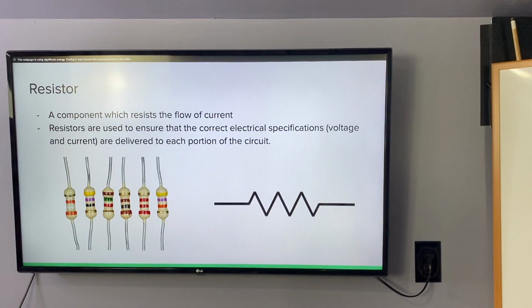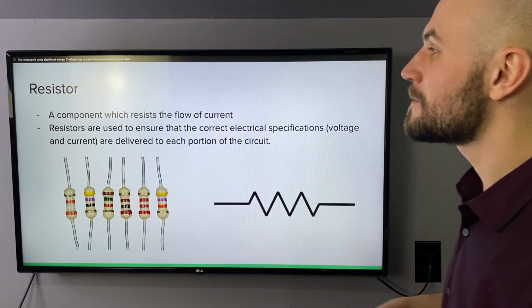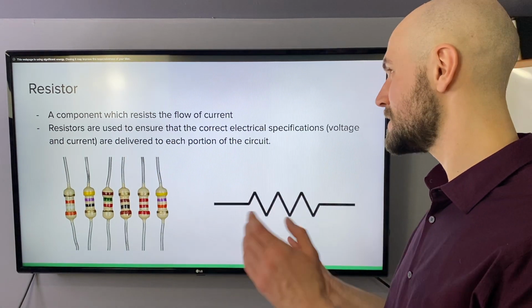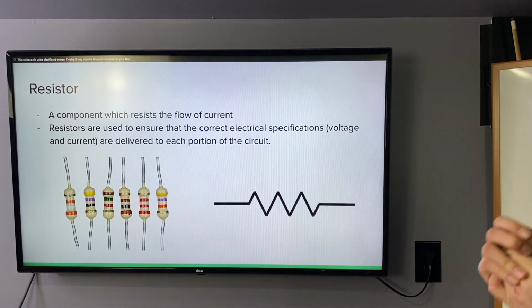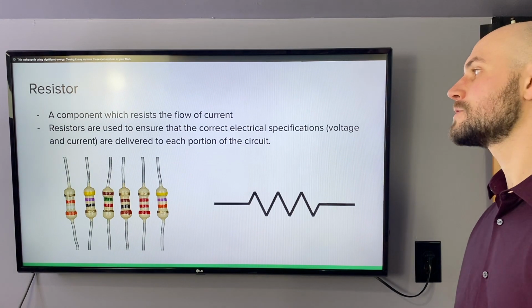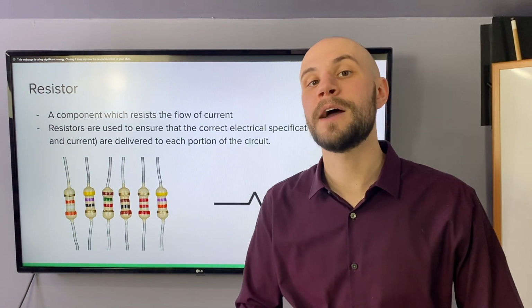Next is a resistor. A resistor, quite literally, resists the flow of current. It's a component which resists the flow of current, and resistors are used to ensure that the correct electrical specifications, voltage and current, are delivered to each portion of the circuit. So we put a resistor in to slow down the flow of current.